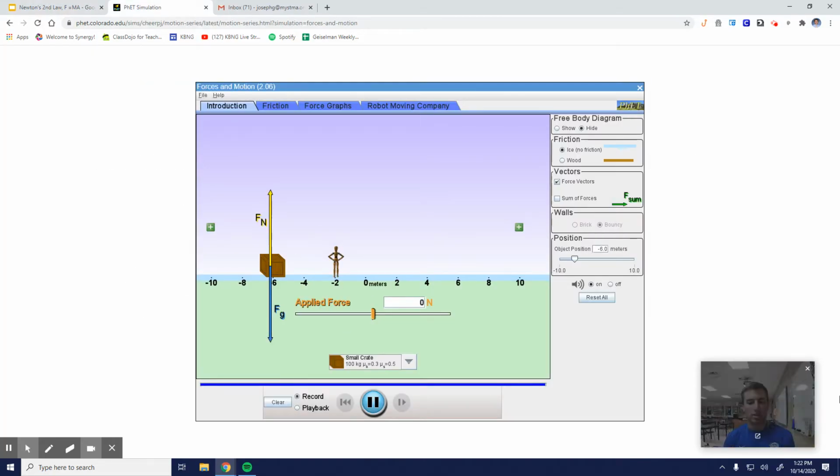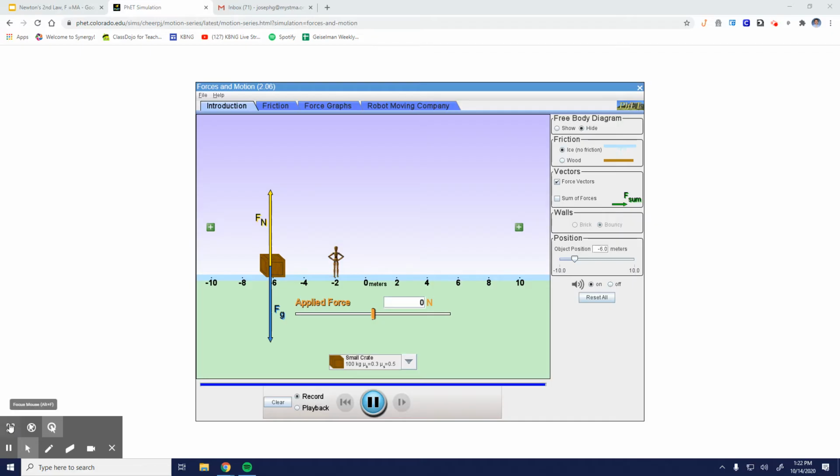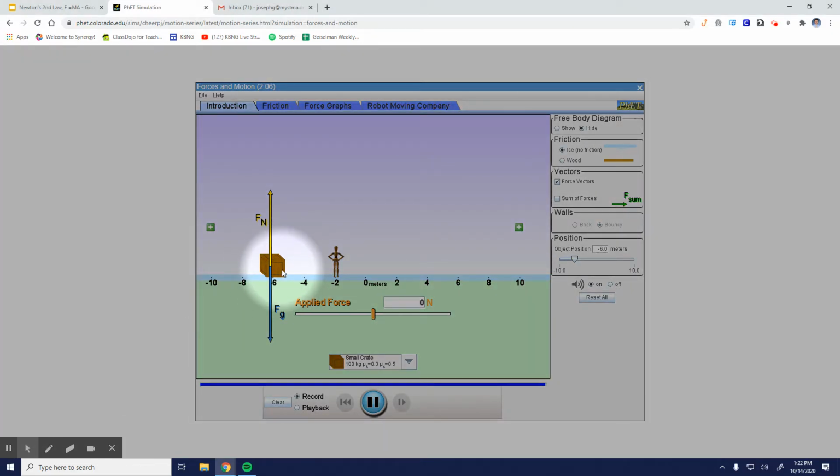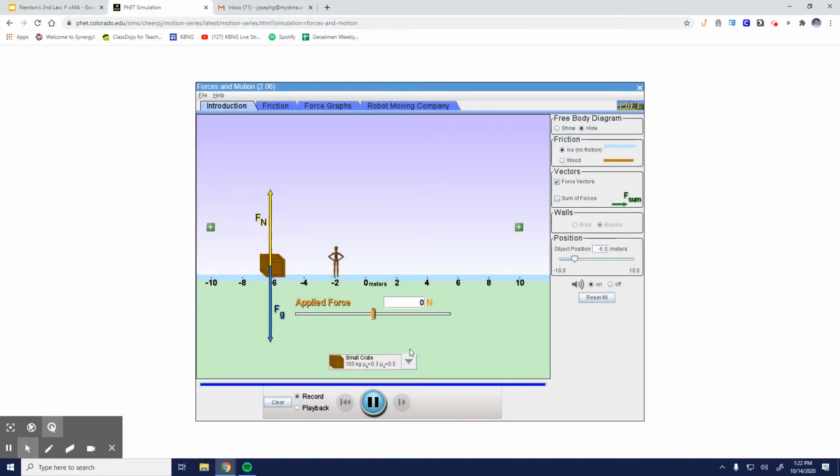So here I have a small crate that has a mass of 100 kilograms. And I'm going to apply some force to it with this little guy. So I'm going to type in here, let's say 50 newtons worth of force. When I click off of this, my little guy here is going to apply a force of 50 newtons to that crate to the right. So let's see how that affects it.